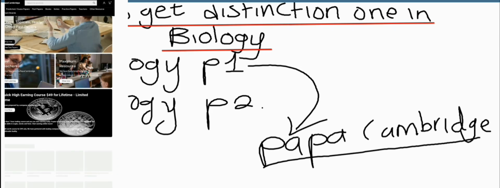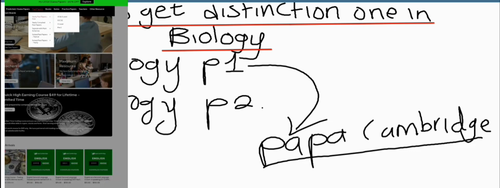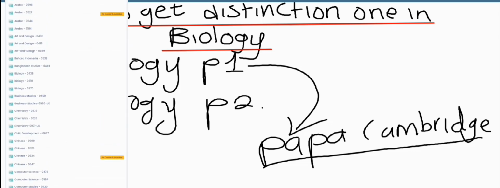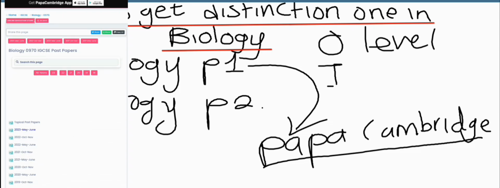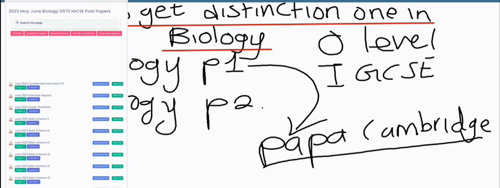Once you visit Papa Cambridge, the first thing you are going to do is select the level. Okay, so you need to place where they are going to write papers. After that, you are going to select the level. So you need to select O level, or if you don't want to select O level, you can select IGCSE. Those are the levels that you are going to use for biology paper 1.